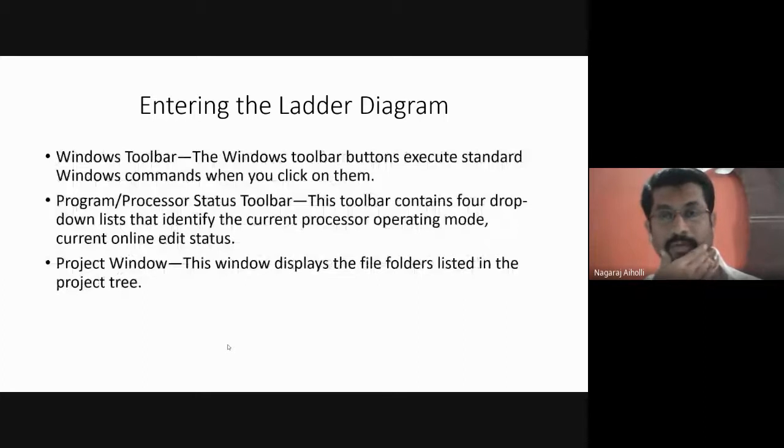Then the Windows toolbar executes standard window commands when you click on them. So there are certain commands. This window toolbar has certain buttons or icons. If you click on them, it will execute the certain commands. For example, in the C language, you can run the program using a DOS command also. You can run the program in the command prompt, correct? In C, you can write certain commands and execute them.